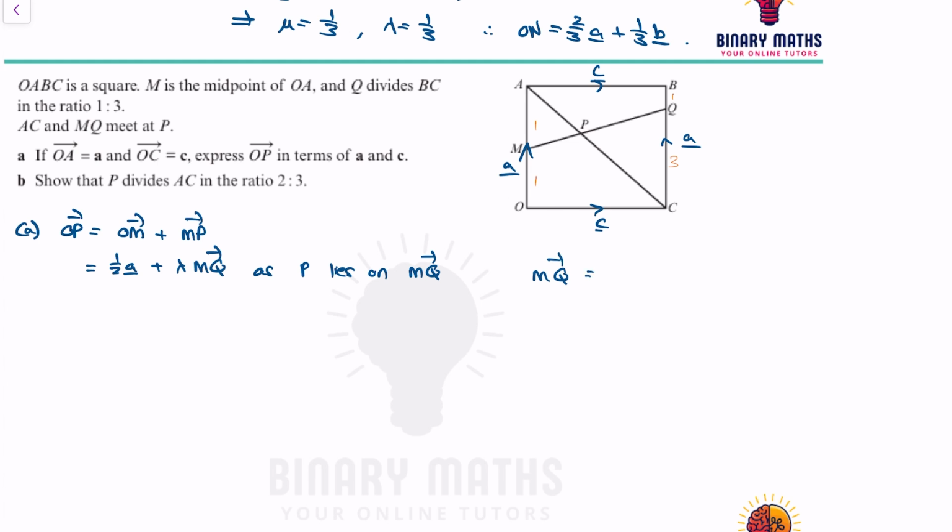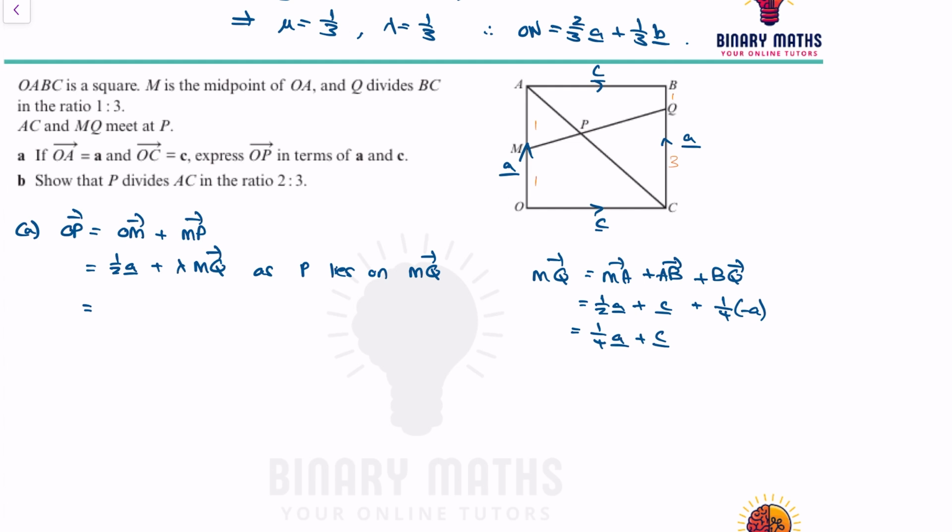M to Q will be the same thing as M to A plus A to B plus B to Q. M to A is just half A, A to B is just C, and B to Q is 1 out of 4, so it's 1/4 times minus A, because it's going the opposite direction. So half take away 1/4 A gives me 1/4 A plus C.